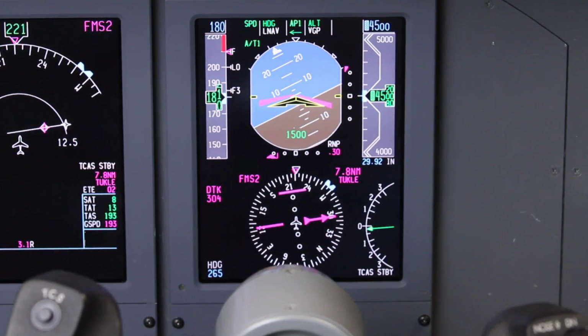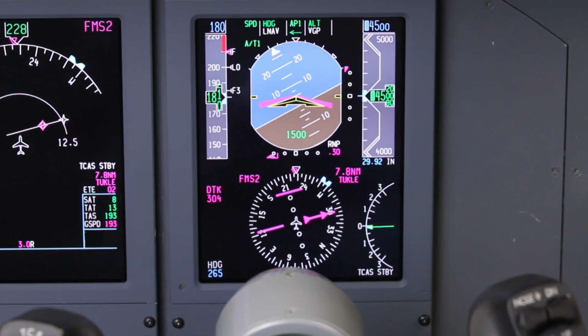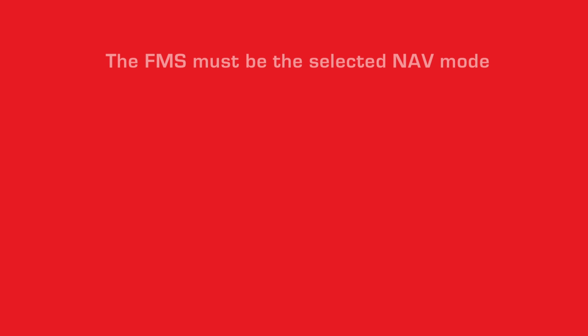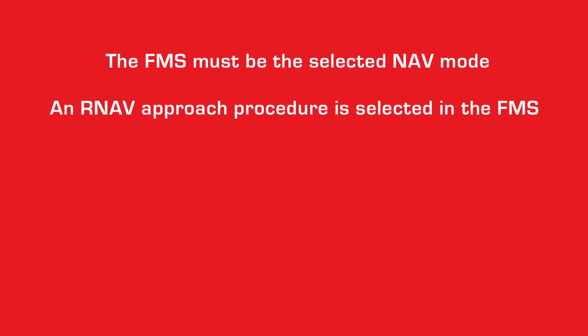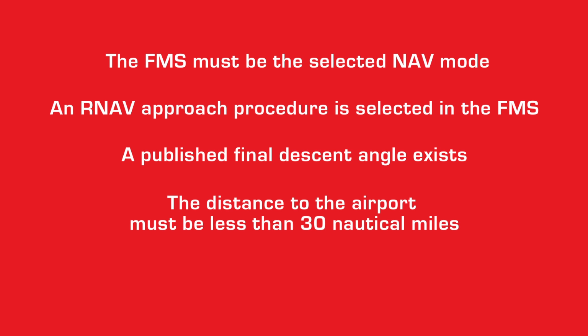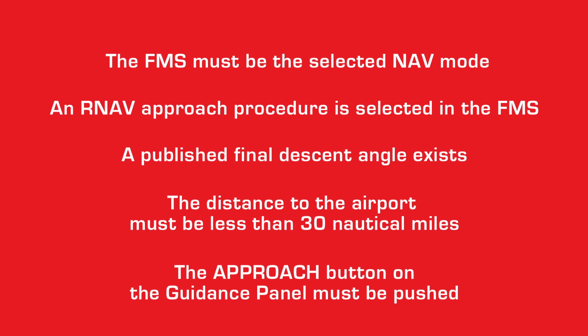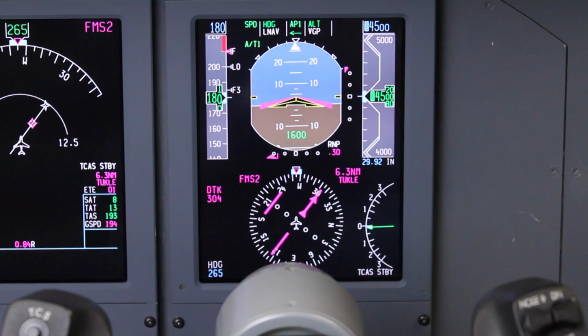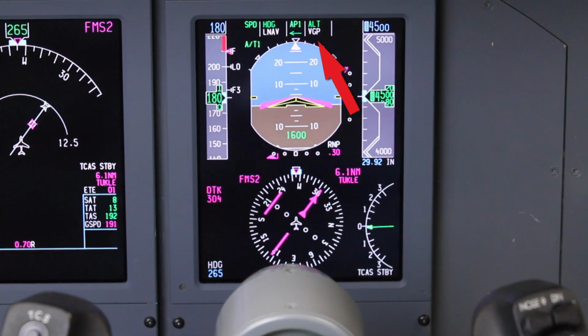In order to arm the VGP mode, the following criteria must be met. The FMS must be the selected nav mode, an RNAV approach procedure is selected in the FMS, a published final descent angle exists for the selected approach, the distance to the airport must be less than 30 nautical miles, and the Approach button on the guidance panel must be pushed. When VGP mode is armed, VGP is shown in white on the PFD.